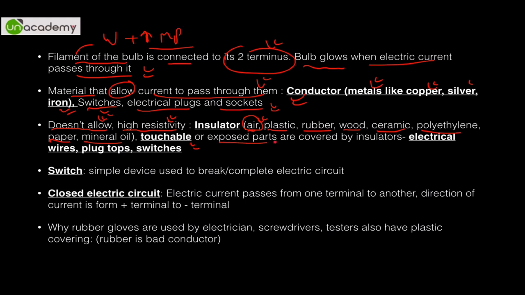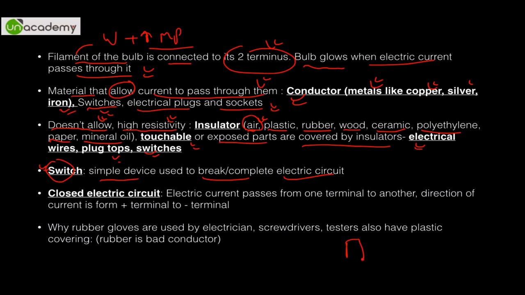Any touchable or exposed part of electrical appliances is covered by insulators. Example, electrical wires, plug tops, switches, etc. Now, what is a switch? A switch is a simple device that is used to break or complete an electric circuit. So, electric circuit कैसा होता है?